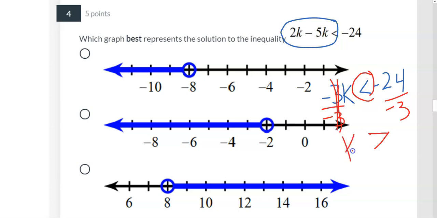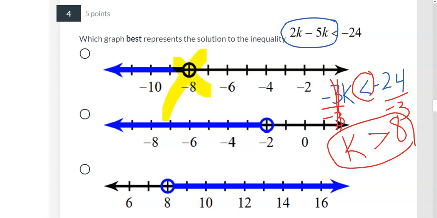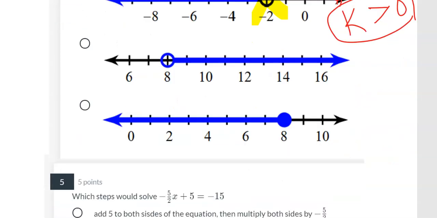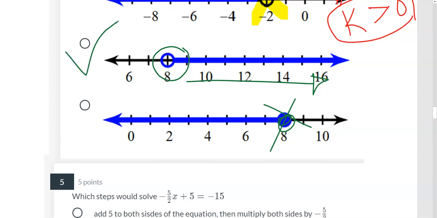The negative 3's cancel out, and I've got k is greater than 2 negatives divide to give me positive 8. So I'm looking for a graph that says k is at positive 8. That's negative 8. It's definitely not that one. Negative 2, not even close. But if I look down here, I've got positive 8, and I know that it should be an open circle. So I don't even have to know what direction this thing goes. This one is a closed circle, so I know it's not this one. But I'm looking for things that are greater. Greater is always to the right, and because it's just greater than and not greater than or equal to, it's an open circle. So it would have to be this graph here.